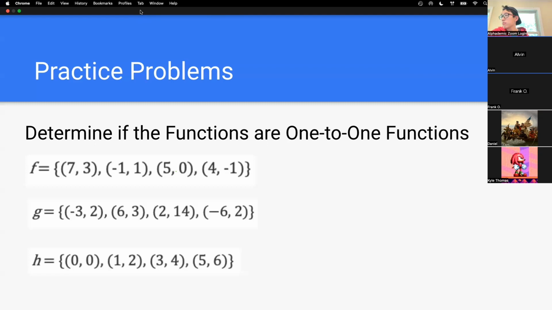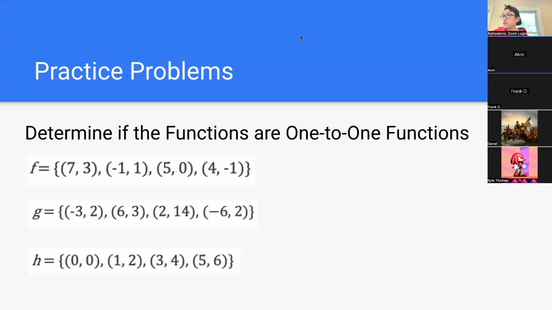All right, I think most people have answered, so I'll just go over them now. The first one would be yes, the second one would be no, and the third one would be yes. The second one would be no because you have two of the same y values, so that would make it not a 1-to-1 function.